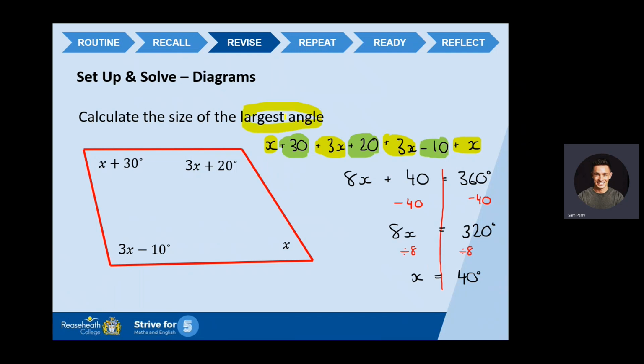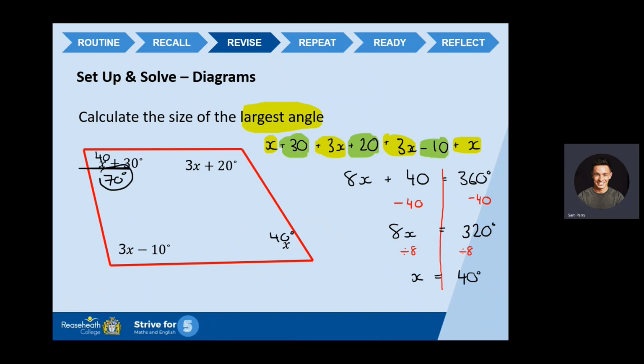And in order to do that, I need to use what I've just worked out and substitute it back into these terms. And then that will tell me which one's likely to be the largest. Now, worst case scenario, just do a straight swap with all of the angles and see what they are. So instead of x, it's going to be 40. So that one's nice and simple. X plus 30, well, it's going to be 40 add 30, which gives me 70 degrees.